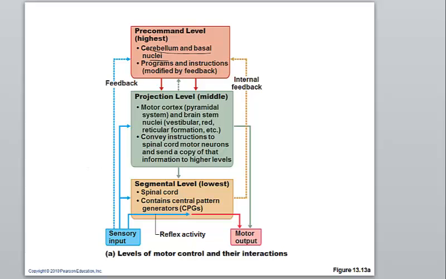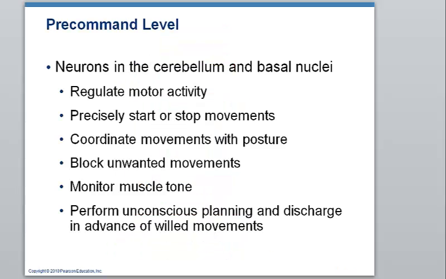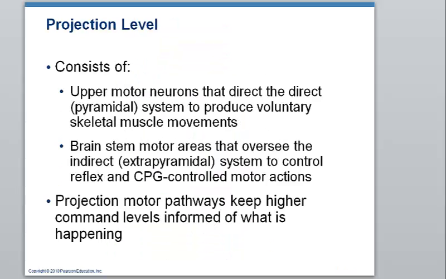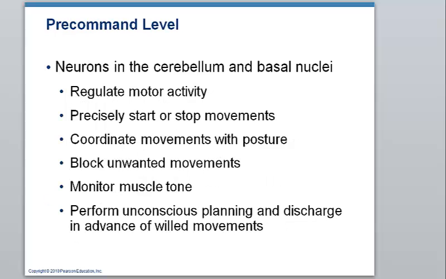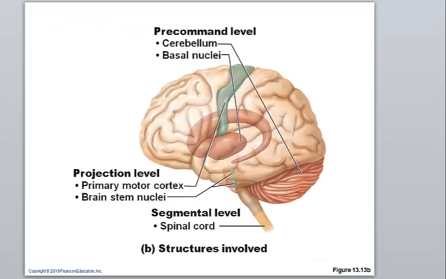And then the middle is your projection level. That's where your pre-central gyrus is located, and that's where information is being processed and it's conveyed down to the segmental, which is the lowest level. That'll be your spinal cord. From the spinal cord, the information goes out. Sensory input, we already know what it is, and this is your motor output. Okay. Don't forget, this is a descending tract, so you're going to have two neurons, the upper motor neurons and the lower motor neurons at the lowest level.